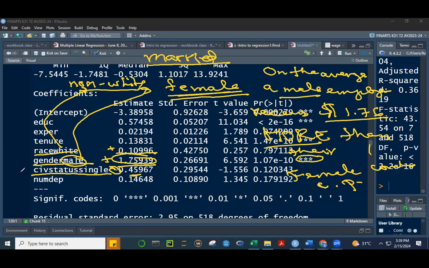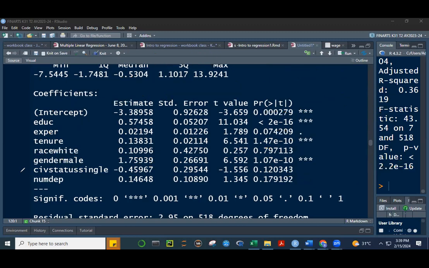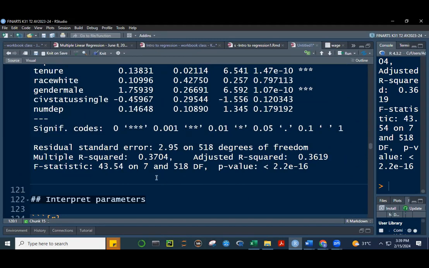Now we have here the residual standard error. Notice that it is smaller than the first one, right? The one earlier was 3.3 something. On 518 degrees of freedom, where did this come from? N minus K minus 1. N is 526 minus K. There are 7 predictors. Minus 1, so that's 518.